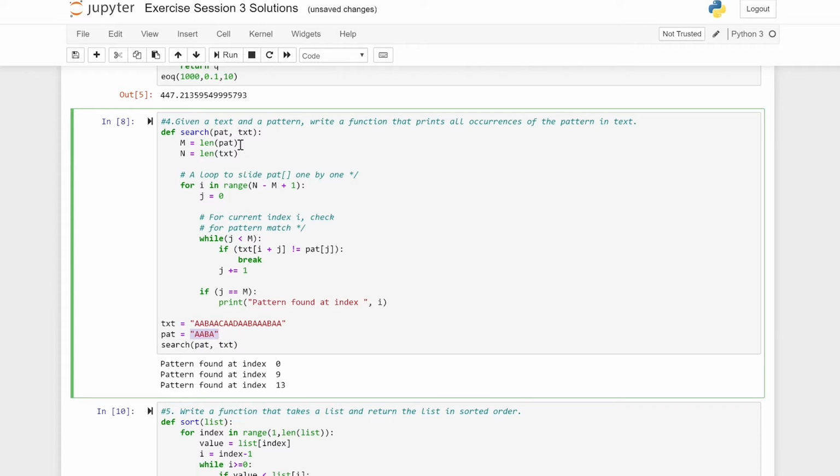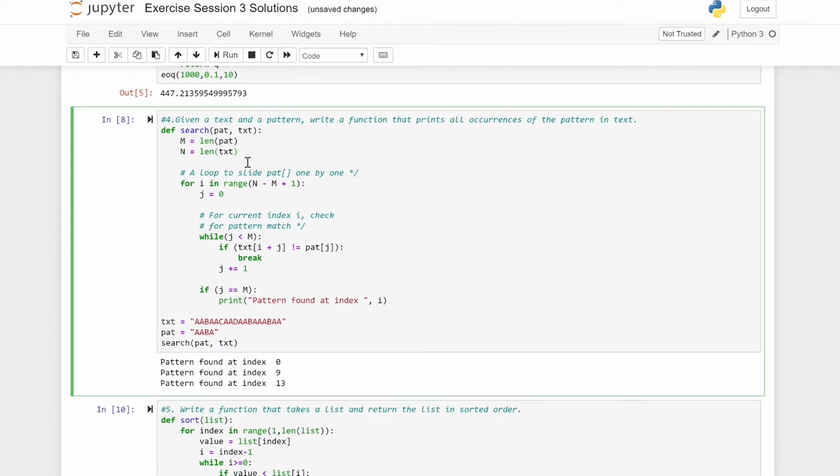My function gets two arguments. The first one is the pattern and the second one is the text. So right now, m is the length of the pattern, and n is the length of the text. So n is larger than m.